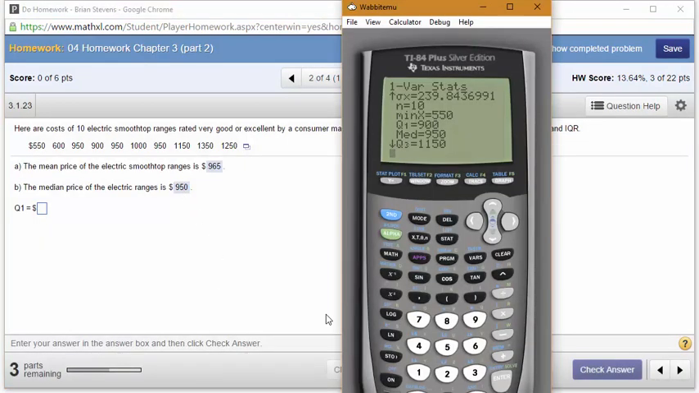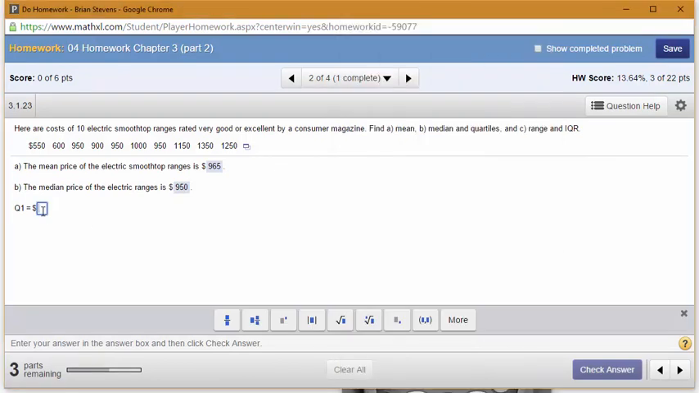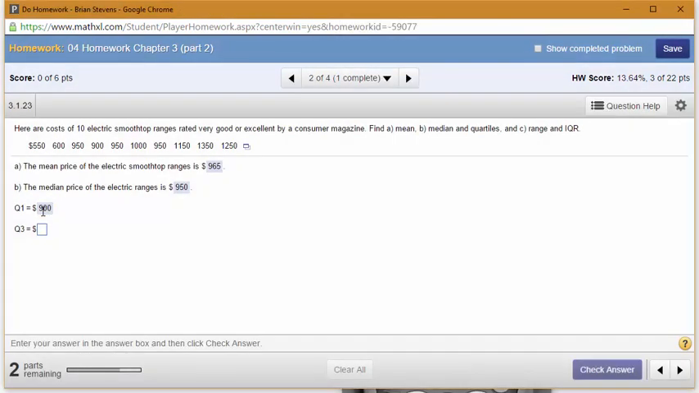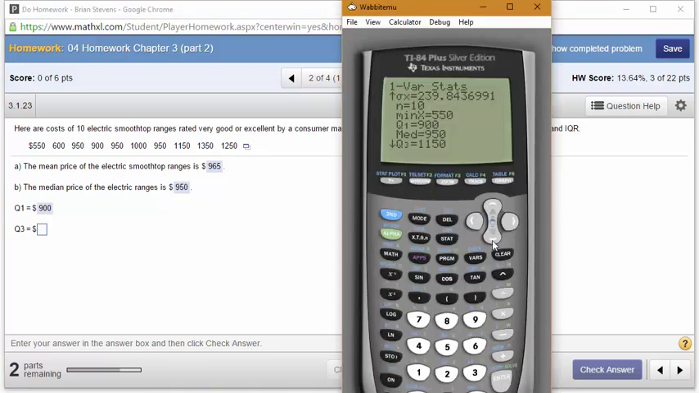Q1 is the 25th percentile, and that is 900. That is when we've gone through 25% of the data. Finding that by hand is not fun. It's not impossible, but there are different methods, and I just prefer to use the calculator. 1150 is when we've gone through 75% of the data.